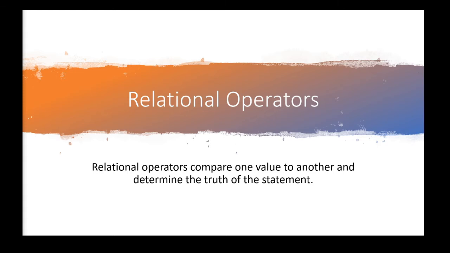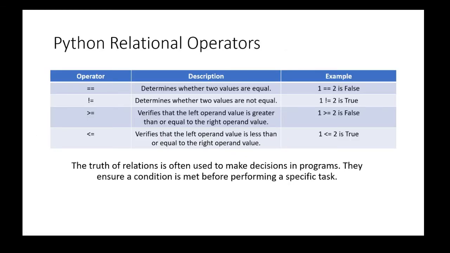Another way to test if a condition is true is through relational operators. Relational operators compare one value to another and determine the truth of the statement. The truth of relations is often used to make decisions in programs. They ensure a condition is met before performing a specific task. I've excluded less than and greater than in this table because we've already seen them in previous examples, but they are considered relational operators. Let's take a look at some of these new ones.